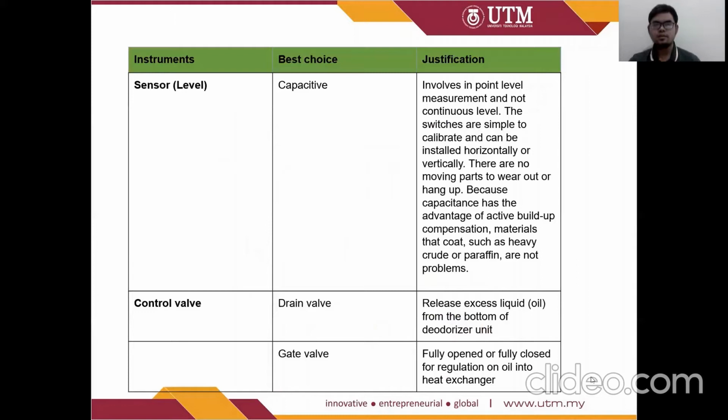For control loop 3, same as control loop 1, we have chosen capacitive for level sensors, and the measurement occurs on point level and not continuous. For the control valve, we have two, which are drain valve and gate valve. The drain valve can release excess oil from the bottom of the deodorizer unit, and the gate valve is fully open or closed for regulation of oil into the heat exchanger.